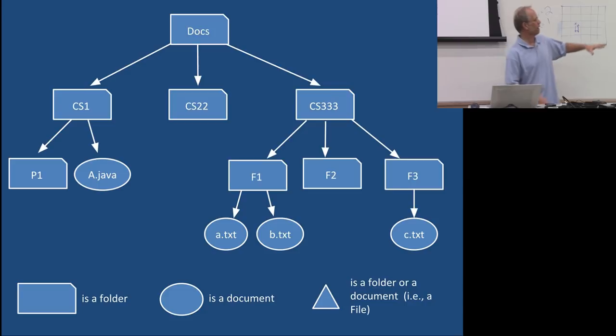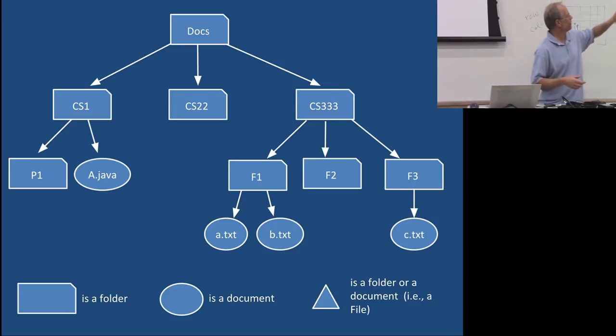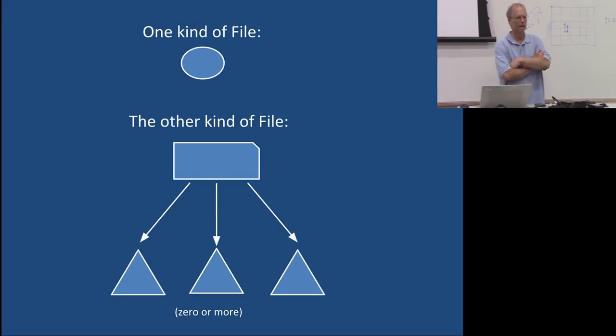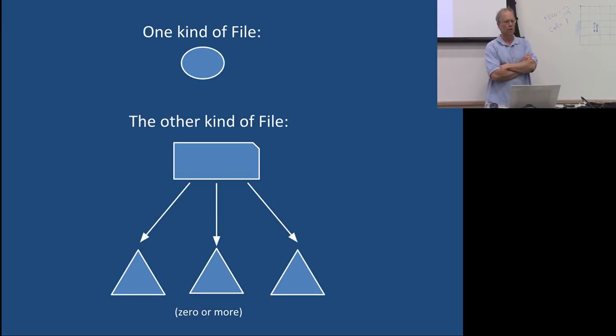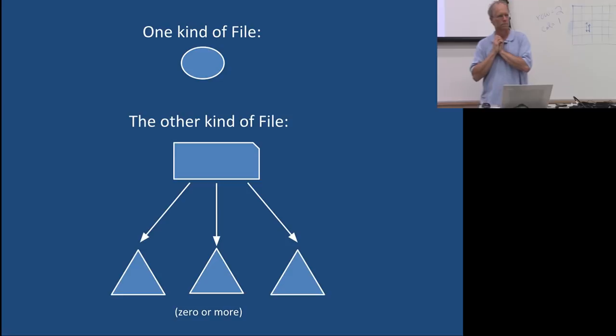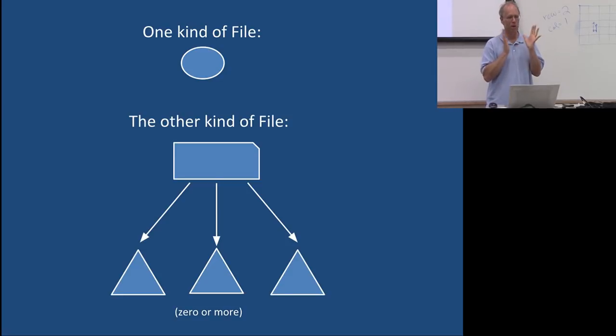So when you're thinking about a file system, rather than thinking about it like that, which is kind of confusing, just think about it like that. There are only 2 kinds. It's either a document or it's a folder that contains 0 or more simpler file systems. And those triangles could be documents, they could be other folders. Doesn't matter. If you think about it this way, then it becomes a lot easier to write programs.